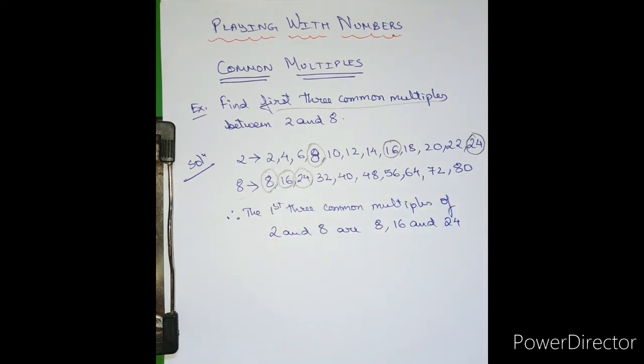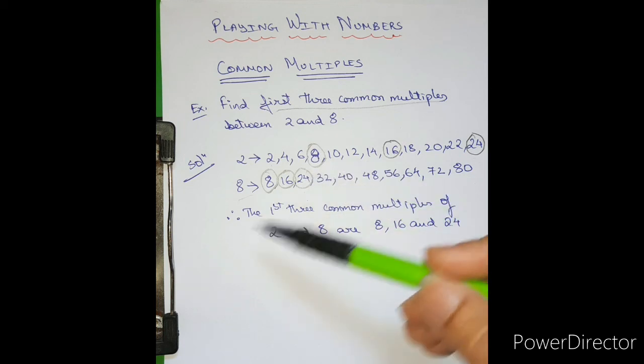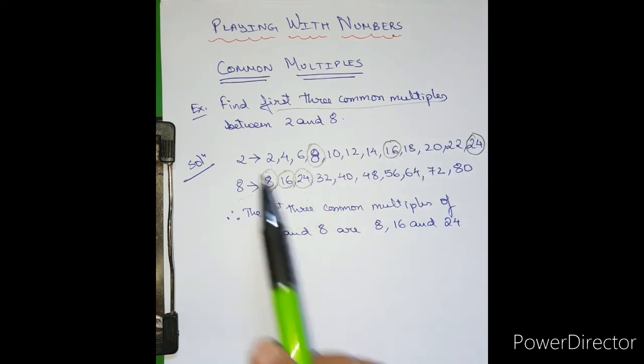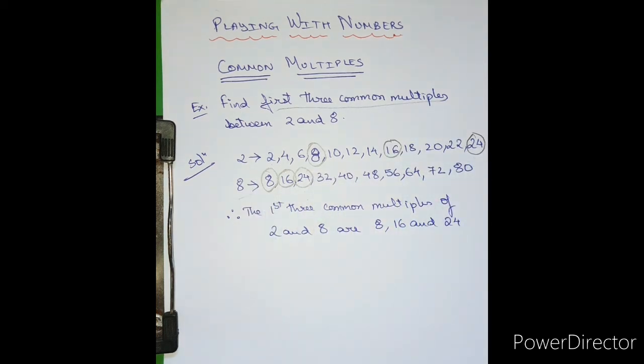Okay, in the same way for factors. So factors, we are just listing down the common factors. Here multiples, we are just comparing the multiples which are put in a straight line. Okay, so this is about common factors and common multiples.